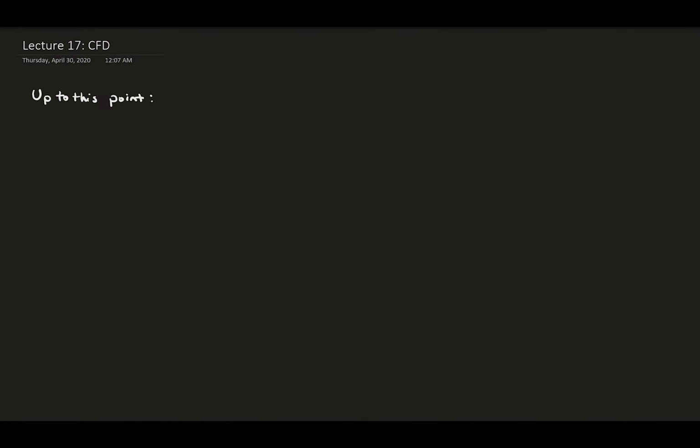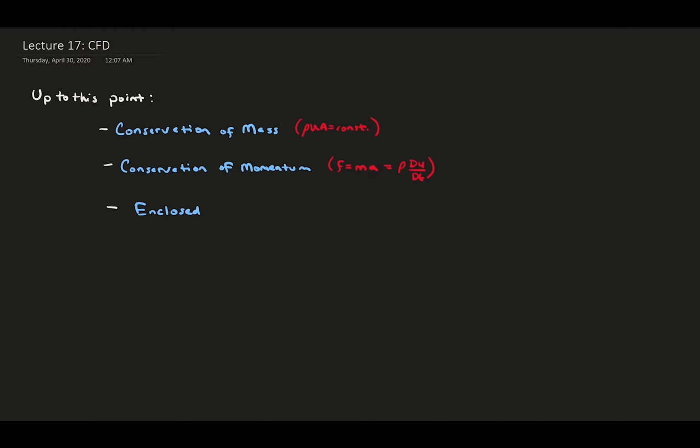To this point, we have covered our conservation equations, which dictate how a fluid moves, including conservation of mass and conservation of momentum. We did this for both enclosed flows, like the channel and the pipe, and external flows like the boundary layer. And if you zoom out, you can use the solving of these flows to analyze global forces like lift and drag.